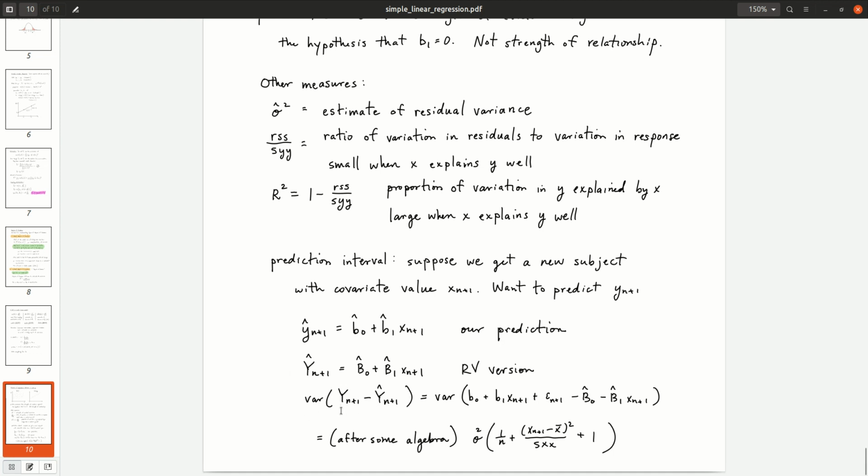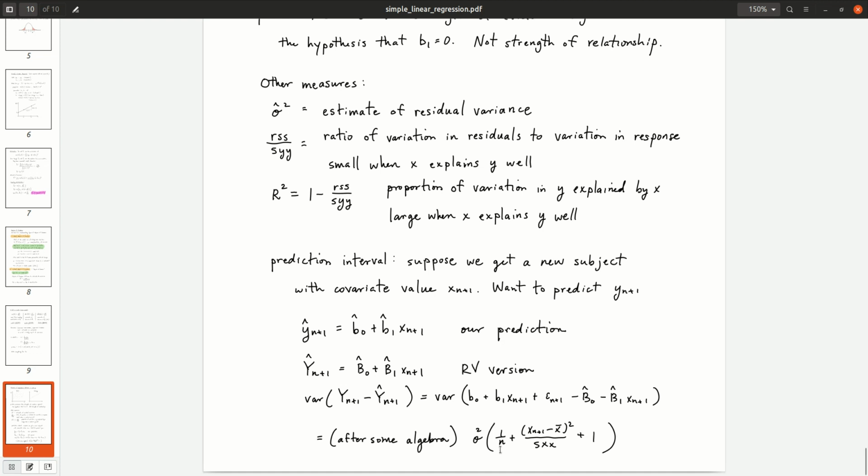So this is the variance of y n plus 1 minus y hat n plus 1. Remember, the formula for y n plus 1 is the same as this, but it involves the true little b0, the true little b1, and then you add the residual. So this is b0 plus b1 x n plus 1 plus epsilon n plus 1 minus y hat n plus 1. And our measure is the variance of this quantity. I'm not going to go through the algebra. We could do that in an office hour. You get this quantity here. So this is our prediction variance for a new observation.